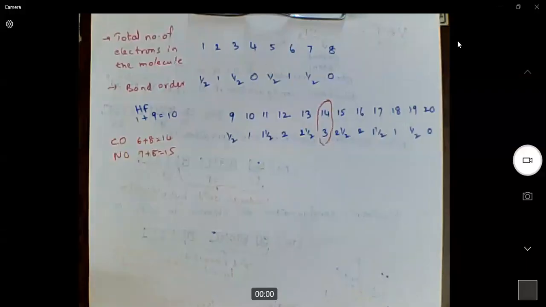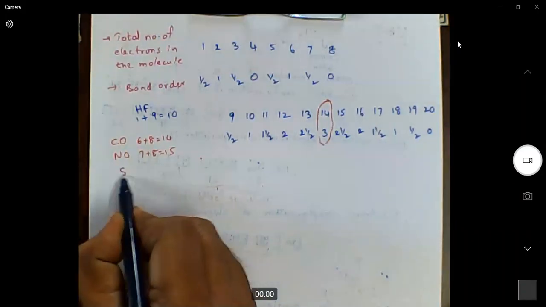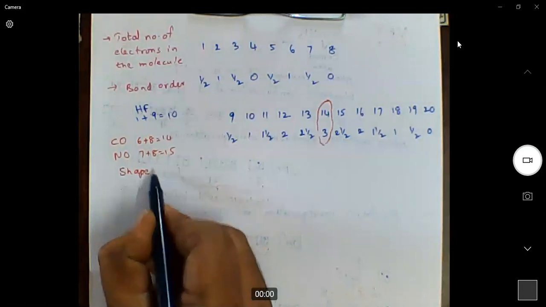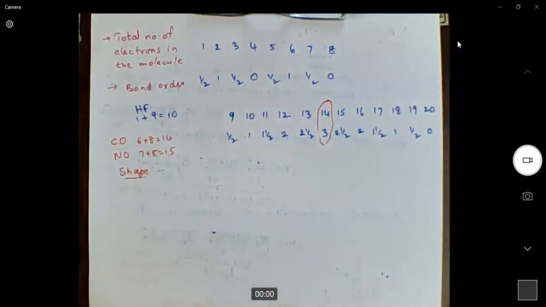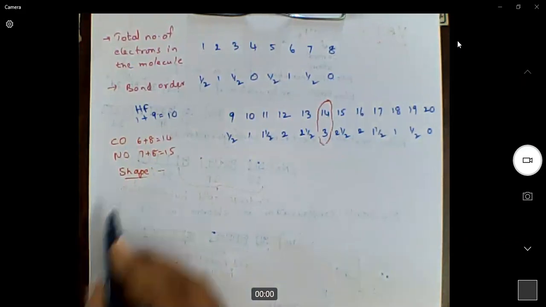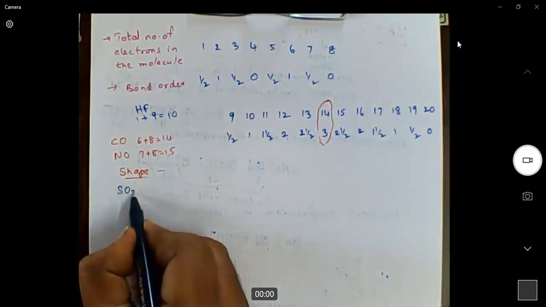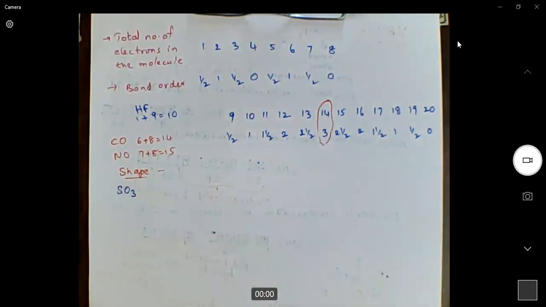Next, we will discuss how to identify the shape of the molecule. If you know the hybridization, we can easily identify the shape, right? We will take some examples and we will practice how we predict the shape of the molecule with a shortcut.